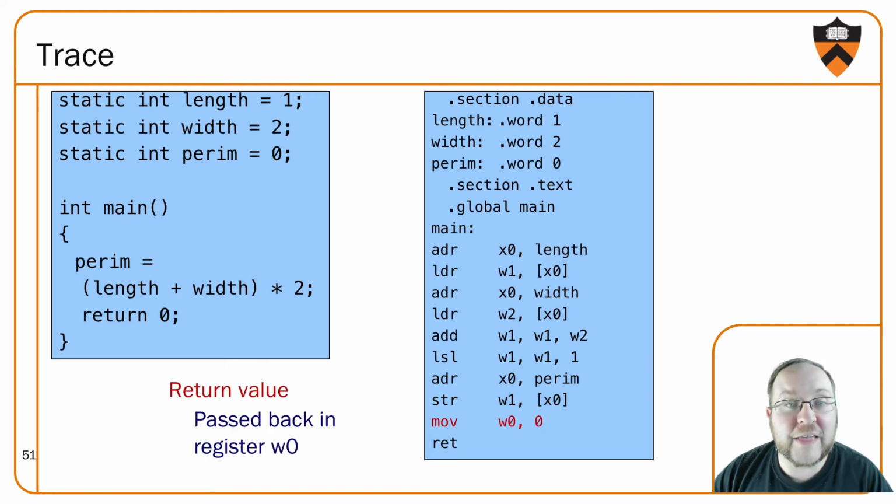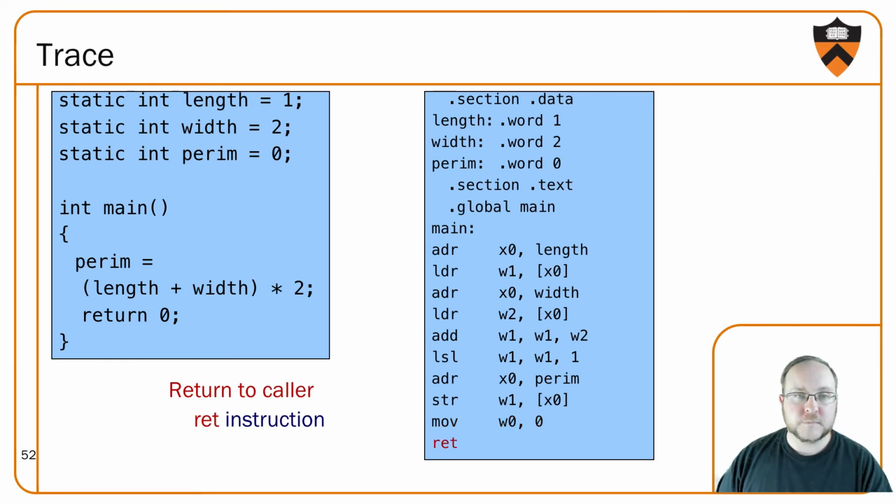By convention, again, the return value is put into register 0. Because our programs, when they're successful, return 0, and because our C program here returns 0, we have to put 0 into the register. It's a W0 because, again, main returns an int, so it's a 4-byte quantity. That's a W register, not an X register. And now we return to the caller. Our program is done.